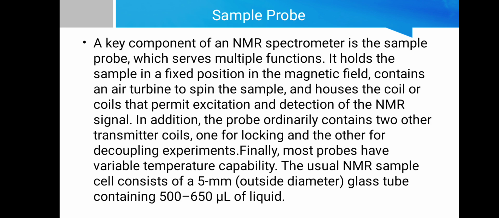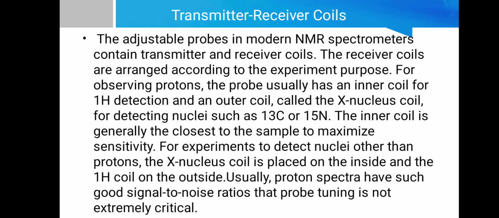Sample probe. A key component of an NMR spectrometer is the sample probe, which serves multiple functions. It holds the sample in a fixed position in the magnetic field, contains an air turbine to spin the sample, and houses the coil that permits the excitation and detection of the NMR signal. Finally, most probes have variable temperature capability. The usual NMR sample cell consists of a 5 mm outside diameter glass tube containing 500 to 650 microliters of the liquid.